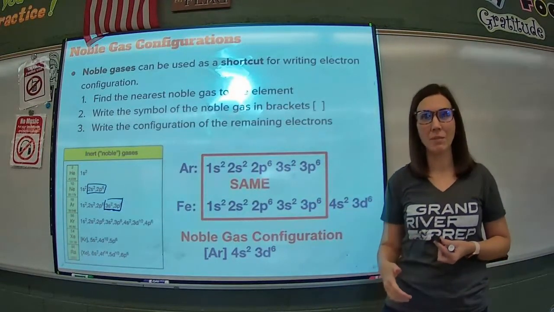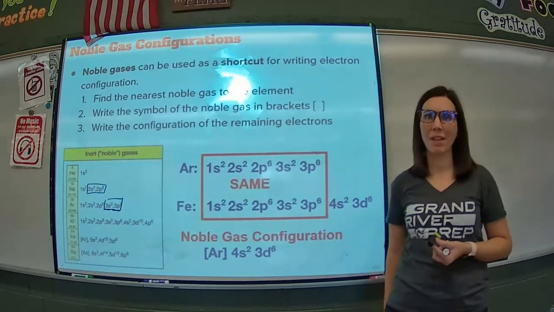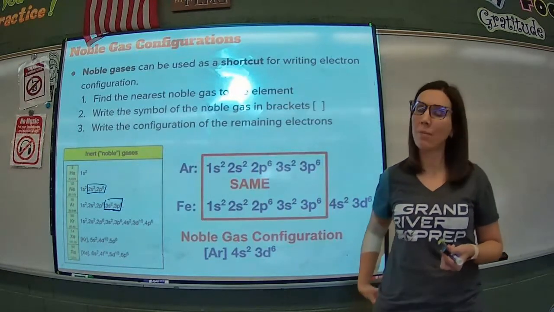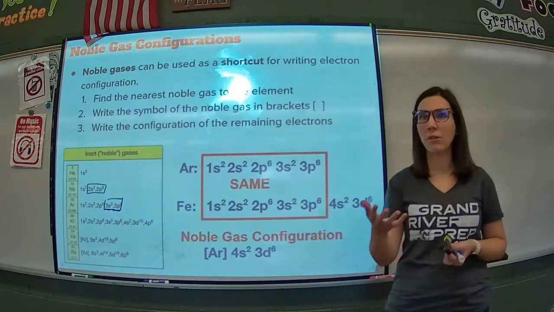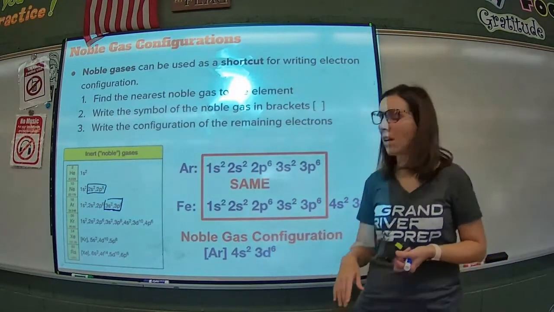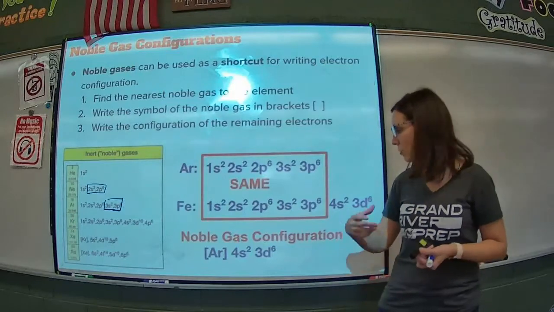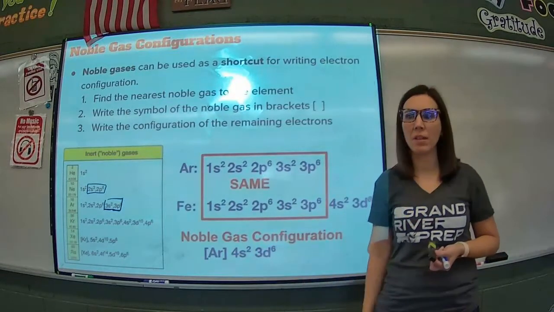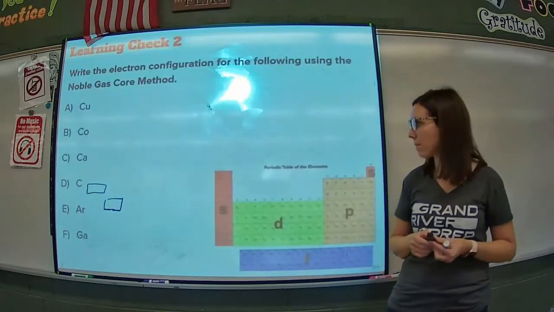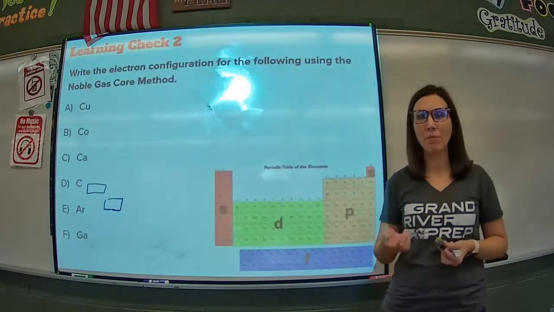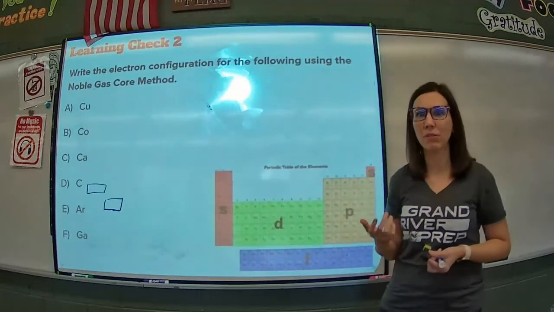The AP exam will tell you which method to use. Sometimes the AP exam will want you to write the full electron configuration. They just want to see, do you know how to write everything for the core? Sometimes they'll say that it's totally fine to write the noble gas core configuration. On your problem set 5, you guys are going to practice both, writing the full.